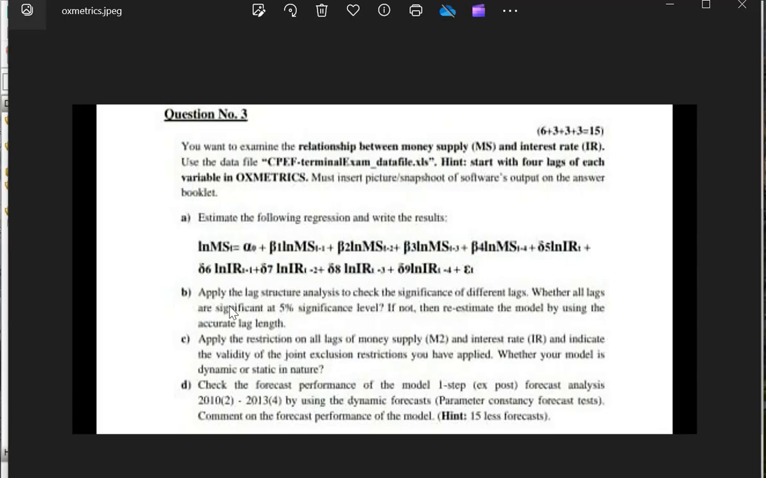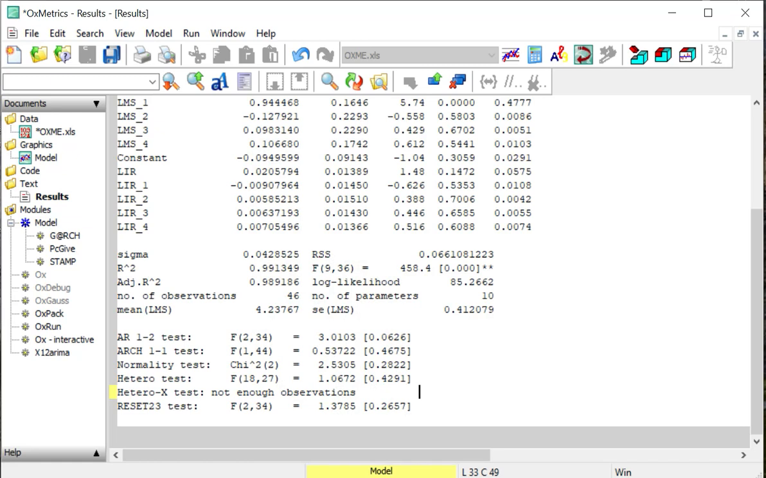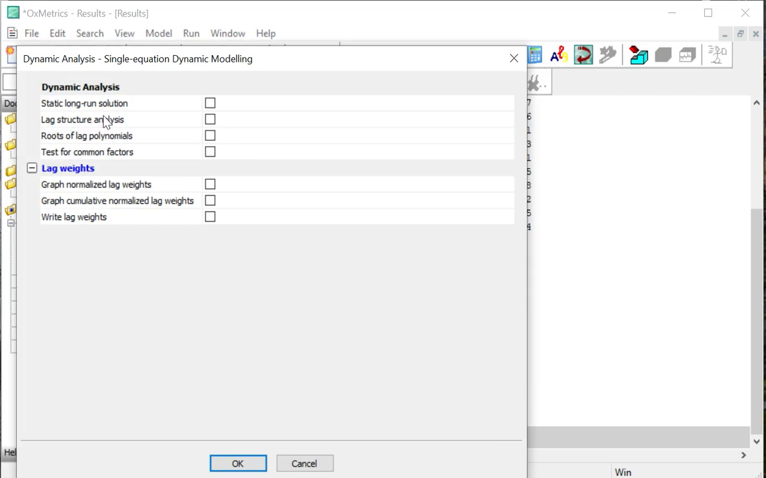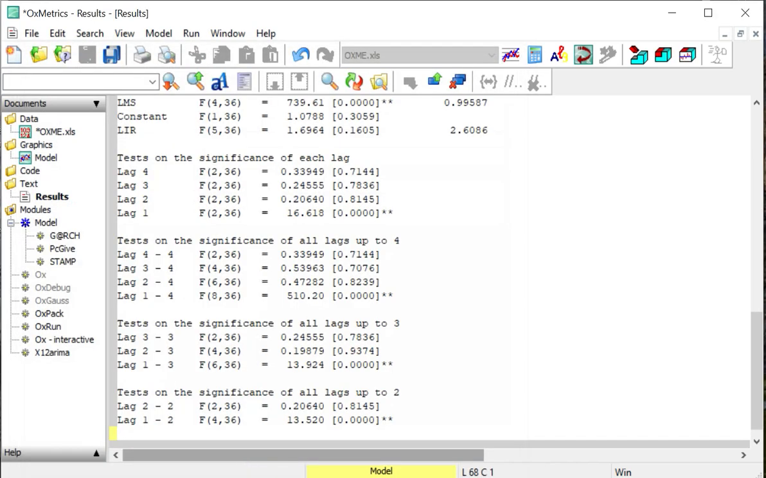In the next part, they are asking you to apply lag structure analysis to check the significance of different lags, whether all lags are significant at the 5% significance level. If not, then re-estimate the model using the accurate lag length. So we need to apply the lag structure analysis. In order to get it, go to Test and Dynamic Analysis, then there is the lag structure analysis, second part. Click over here and OK.